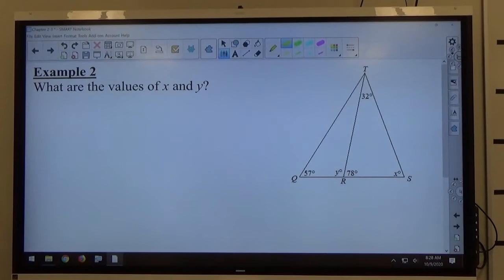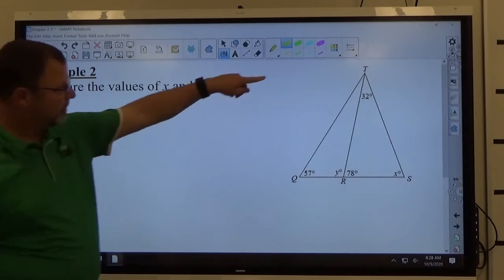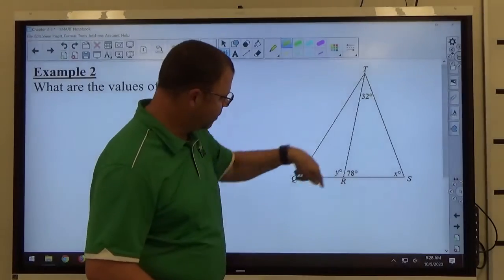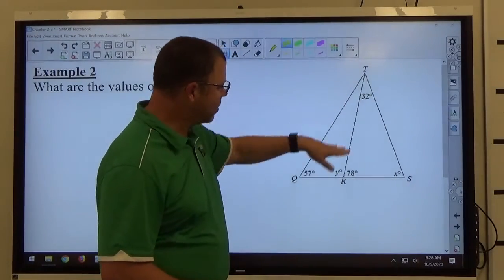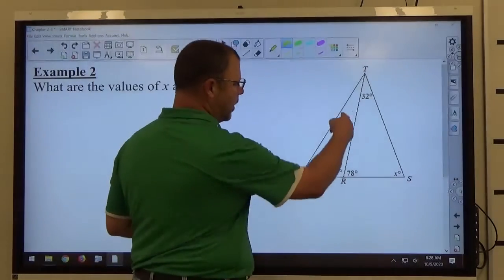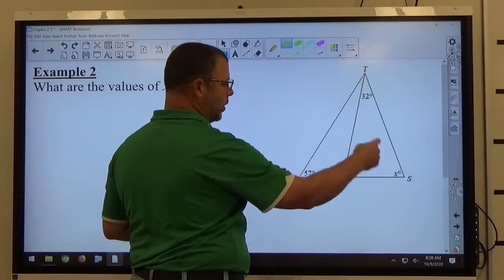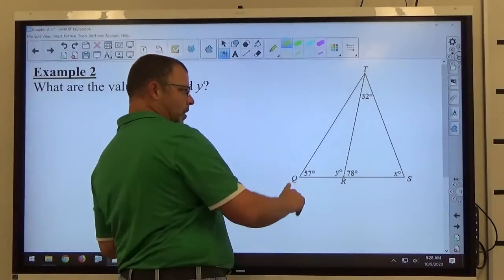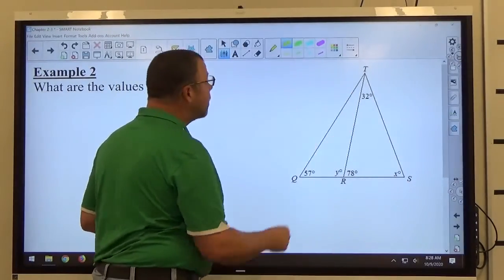So example 2, what are the values of x and y? As you can see here, we've got a triangle with this segment RT coming through. And this segment has no special properties to it, just some random segment that goes through the triangle to create two smaller triangles, QRT and SRT, off the bigger triangle QTS.